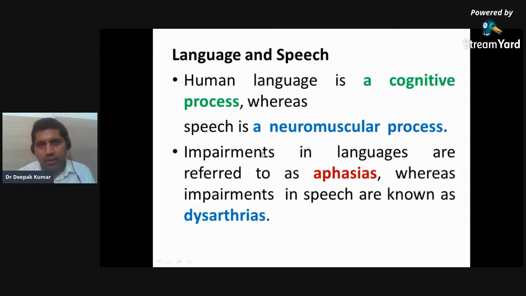Now, why is it important? Impairments in language are referred to as aphasias, whereas impairments in speech are known as dysarthrias. Some students collapse these, so that's why we need to do this much work to differentiate between language and speech, so that we can separate aphasia from dysarthria.